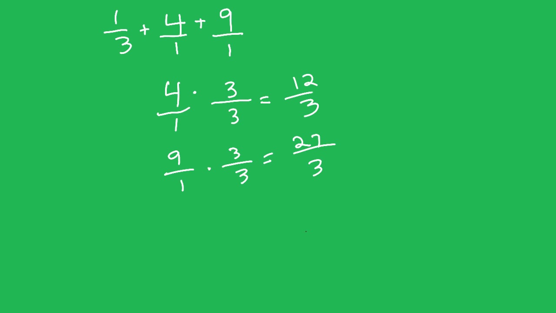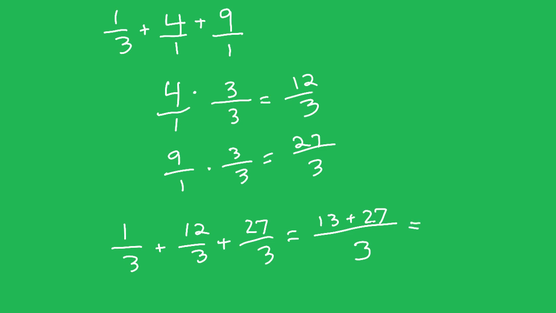I'll scroll down a little more. So now we just plug in these values, 12 over 3 and 27 over 3, back in for 4 and 9. So we get 1/3 plus 12/3 plus 27/3. Simply add together the numerators and keep the denominator the same. So now we add the numerators like I said. 1 plus 12 is 13 plus 27 over 3. And that's just 13 plus 27 is 40 over 3.